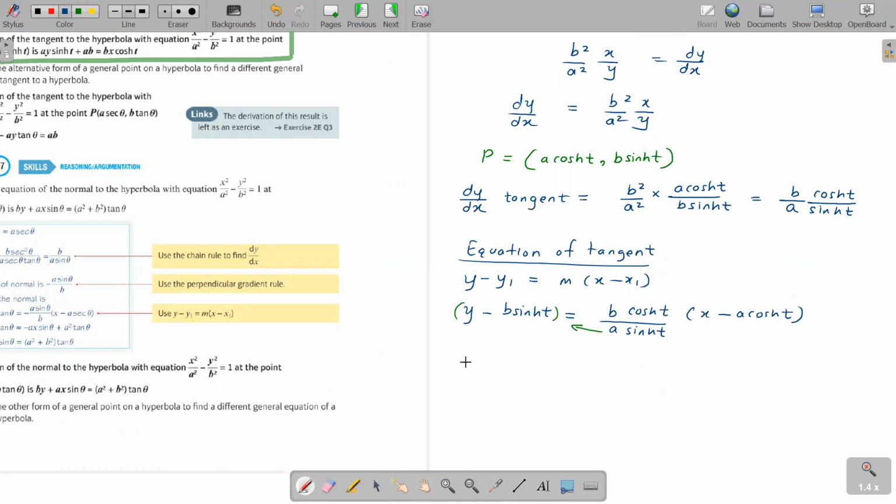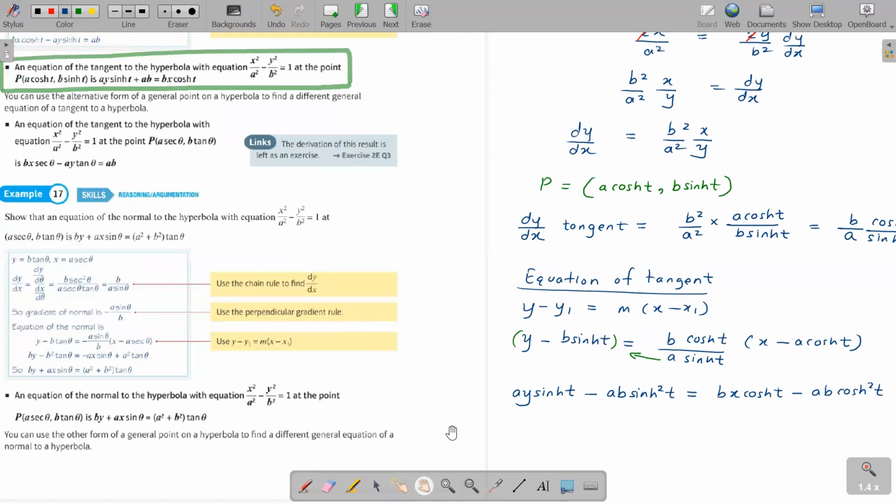So y times a sin t is ay sin t. Okay, I saved one step. b sin t into a sin t is ab sin square t. So even here I'm going to save one step by immediately opening the bracket with b cos t. Is that okay? In the earlier section, I was doing this separately. I wrote the whole thing again, but now I want to reduce one step. So this is b cos t into x is bx cos t. b cos t into minus a cos t is minus ab cos square t.